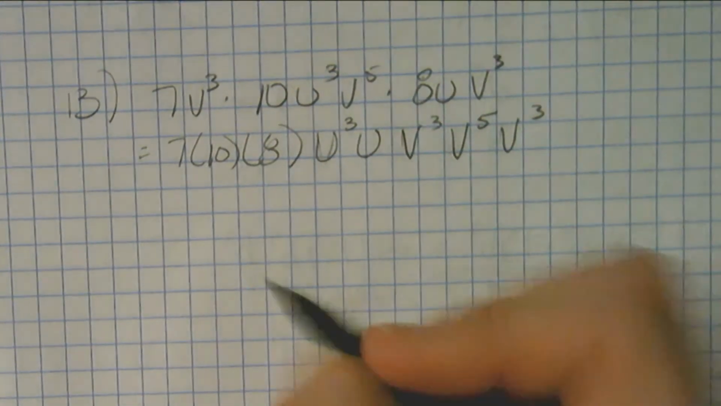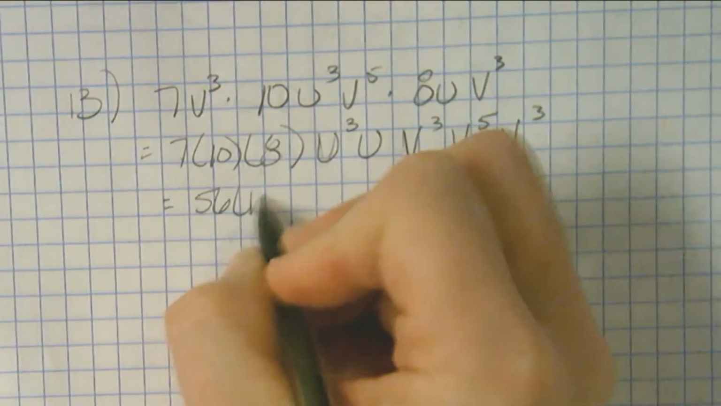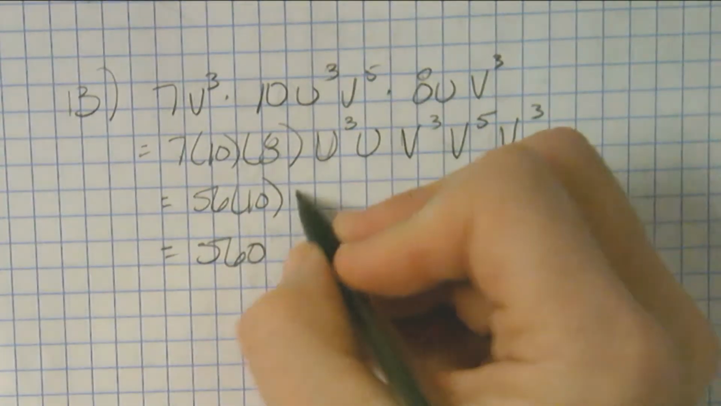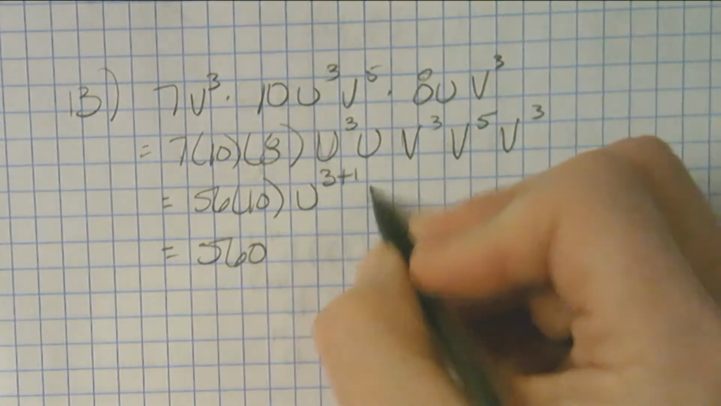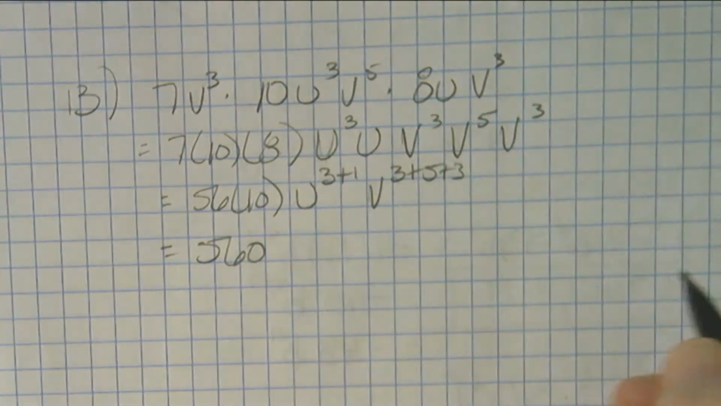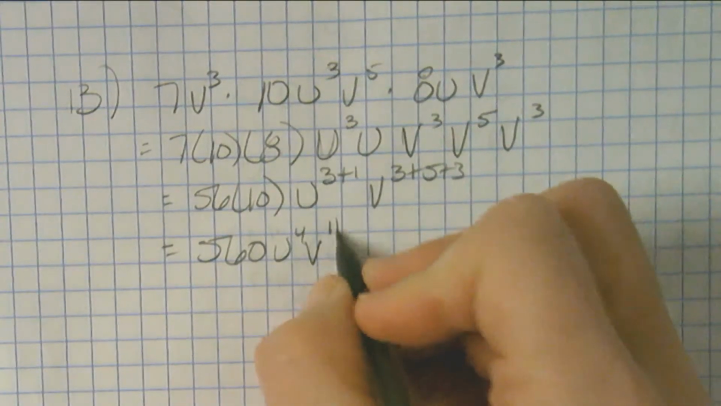And now I'm going to multiply. So 7 times 8 is 56 times 10, which gives me 560. U to the 3rd plus 1, v to the 3 plus 5 plus 3. So that would be u to the 4th and v to the 11th.